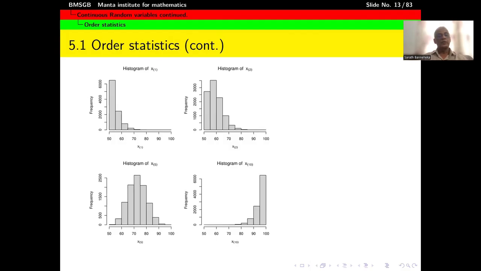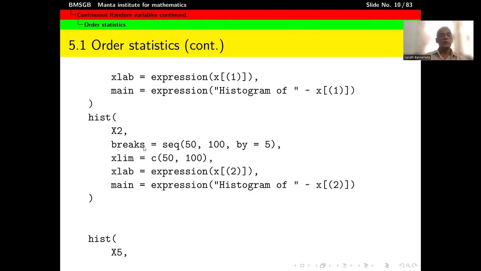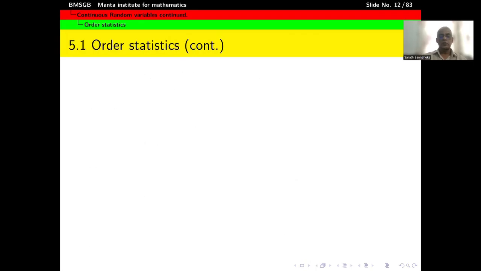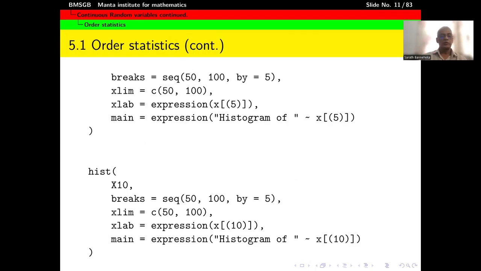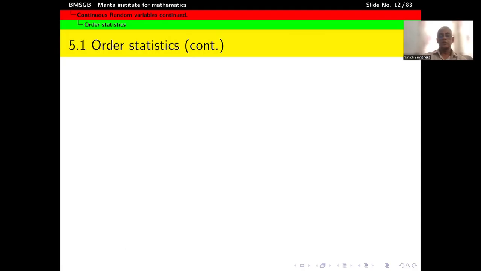Now, this is what I get. For example, if I want to get an x subscript something as a label, you have to use the command expression. xlab is equal to expression, and then x square bracket 1 will give you this. So if you look at this code, you will understand that, right? I will give you a note as usual. After this, I will post the note.